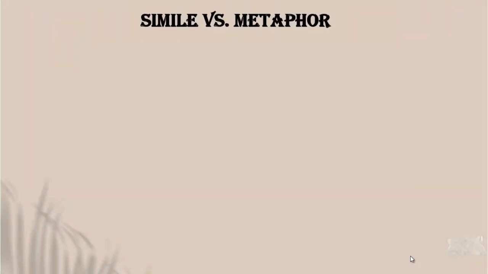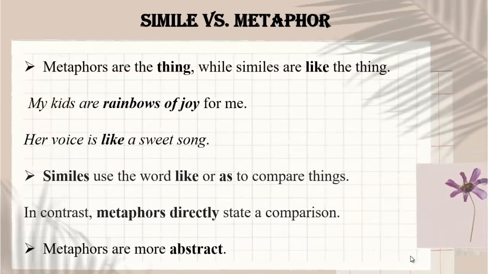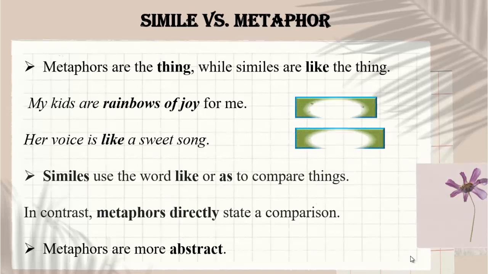Similes versus metaphors. Similes and metaphors are often confused. The main difference between a simile and a metaphor is that metaphors are the thing while similes are like the thing. For example, my kids are rainbows of joy for me. Her voice is like a sweet song. Another difference is that similes use the word like or as to compare things, whereas metaphors directly state a comparison. And the last difference is metaphors are more abstract.